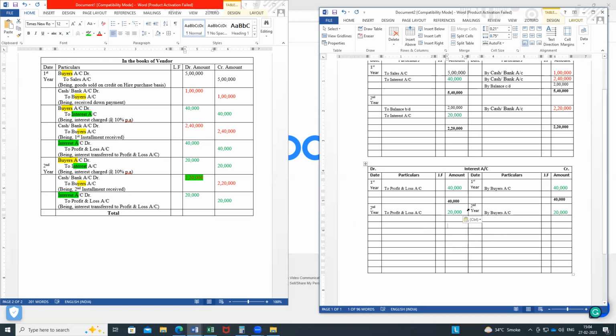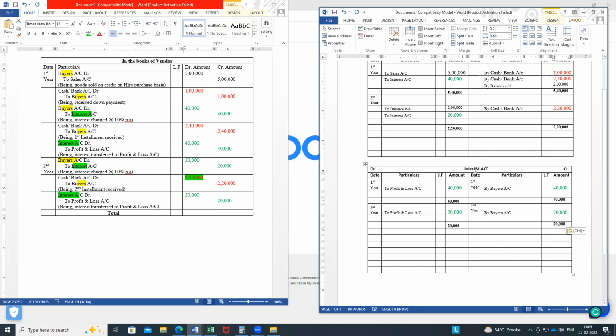Now there's no other entry. Calculate which side is higher. While calculating, we will realize both sides have the same amount, and it is 20,000. That's it. Now if the question is for 3 years, 4 years, or 5 years, whatsoever it would be, you will always see there's no balance on either side of the interest account. And it would always be equal. Both sides would always be equal. And only two entries that you could see.